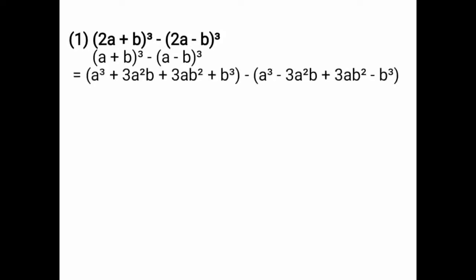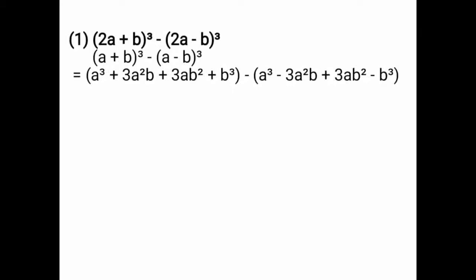(a + b)^3 - (a - b)^3 is equal to a^3 + 3a^2b + 3ab^2 + b^3 - (a^3 - 3a^2b + 3ab^2 - b^3). These two different formulas which I wrote over here: this is the (a + b)^3 formula and this is the (a - b)^3 formula, and in between these two formulas with two brackets, a minus sign is there. You must not forget to put the minus sign in every step when you are doing the sums.